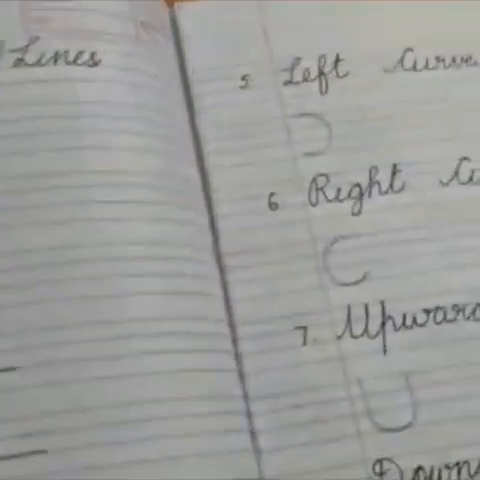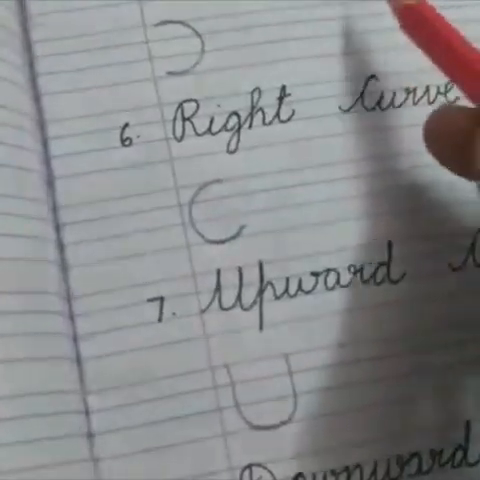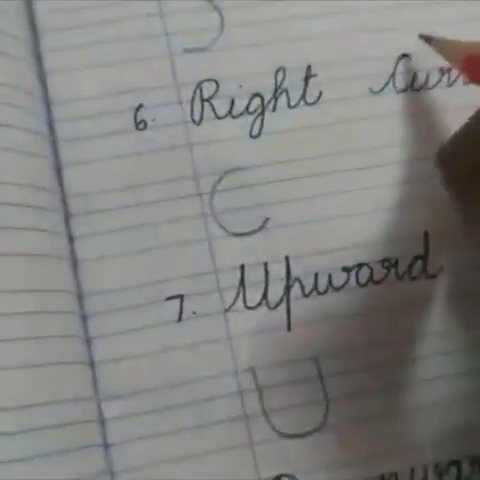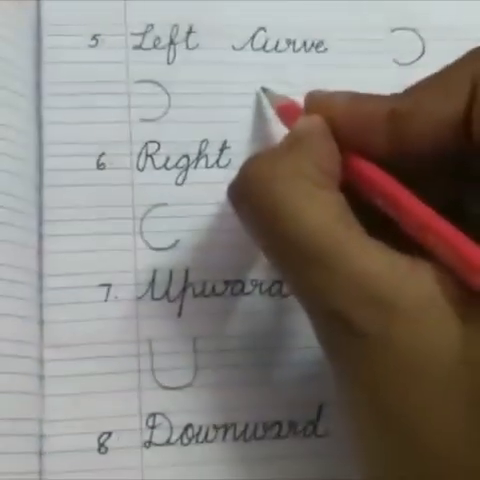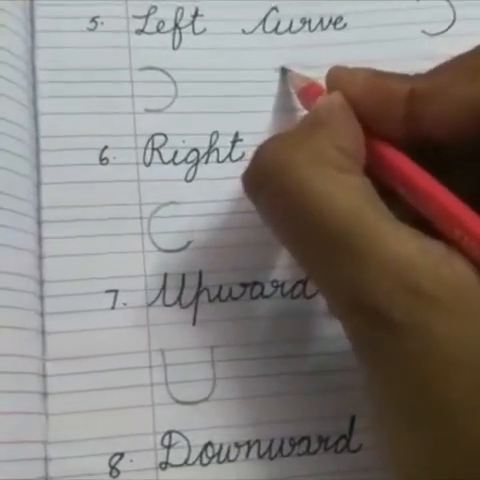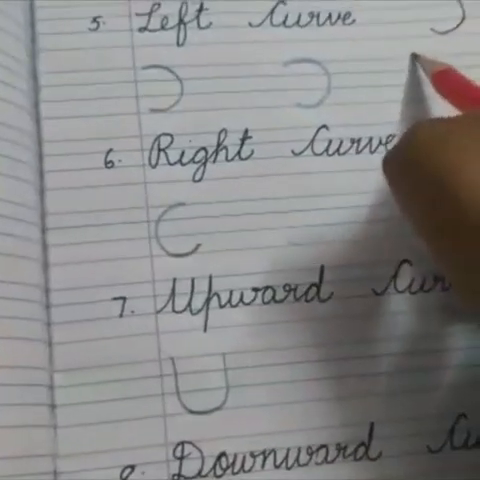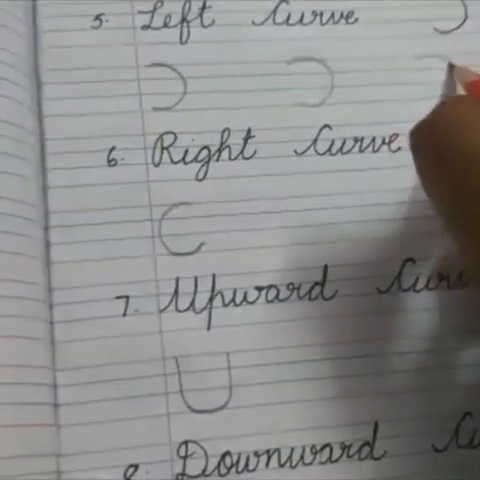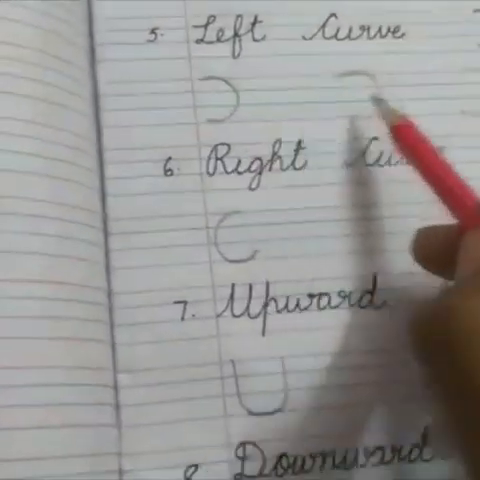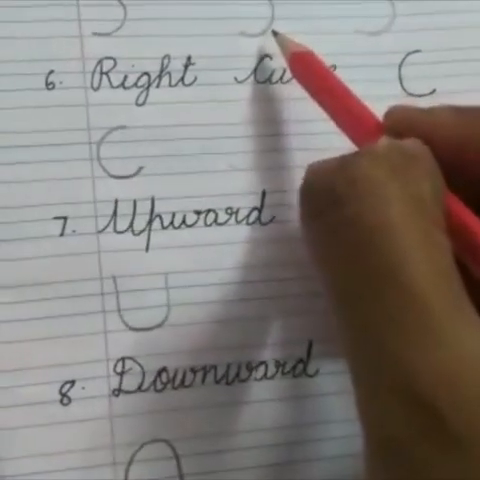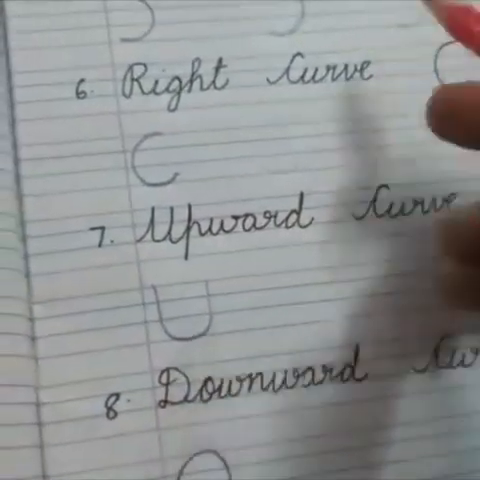Next, number 5 is your left curve. Left curve like this. You start from the red line and you bring it down like this. You start from the red line and you draw a curve and bring it down like this. This is your left curve.